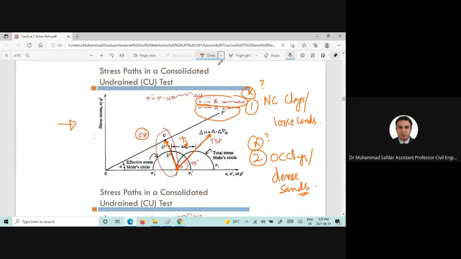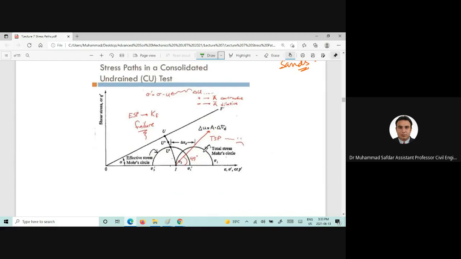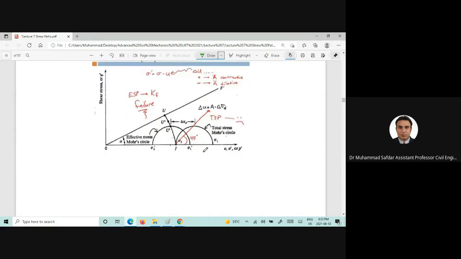something like this, and it will reach that failure at greater deviator stress. So you can clearly see that for loose sands or normally consolidated clays, the difference in the deviator stress can also be seen here from this plot. And if you draw the total stress path, it's simply 1:3. Anyone else?